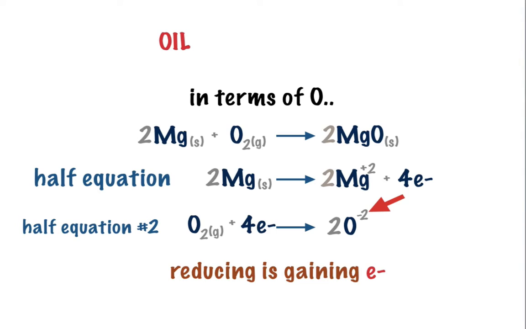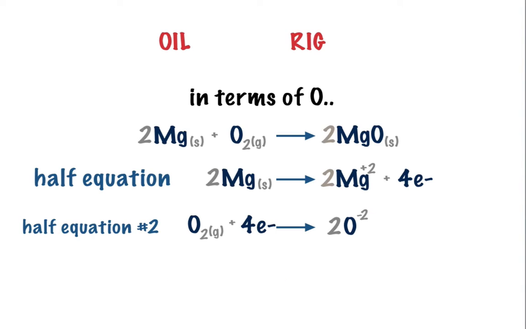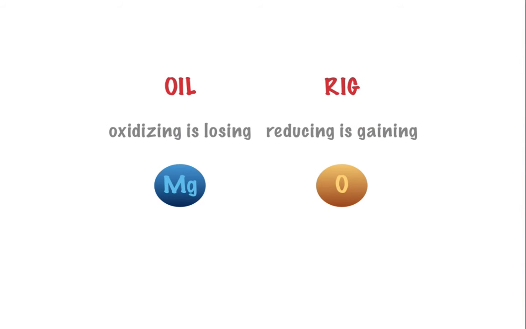So oxygen is being reduced. Okay, reducing is gaining, or rig. So here's the second part, oil rig. So oil, meaning oxidizing, is losing. So I am losing electrons, and reducing is gaining. Something has to gain those electrons, so reducing is gaining. I am gaining electrons, and in the process of gaining electrons, my charge is being reduced, right?